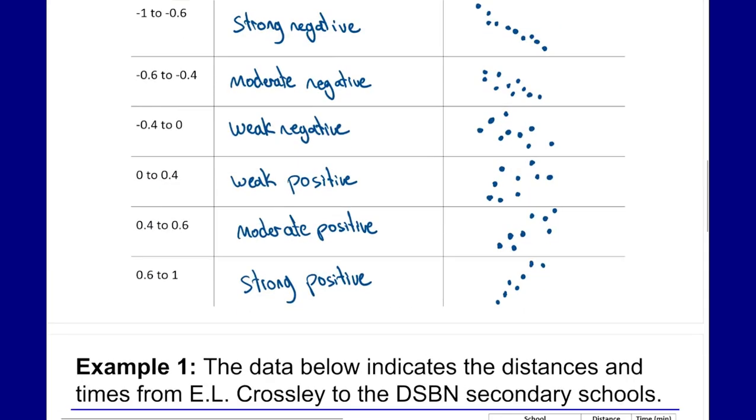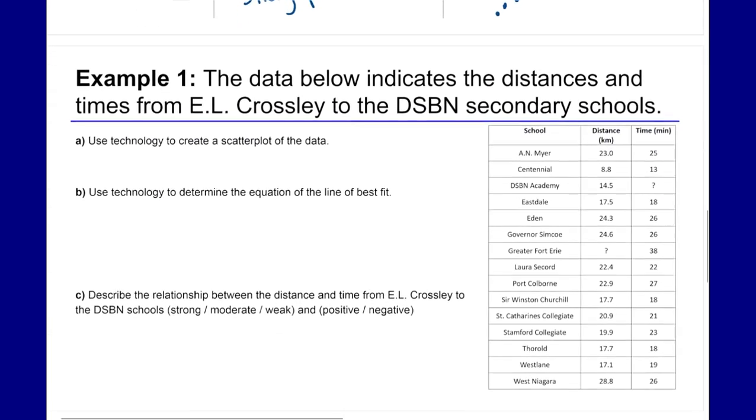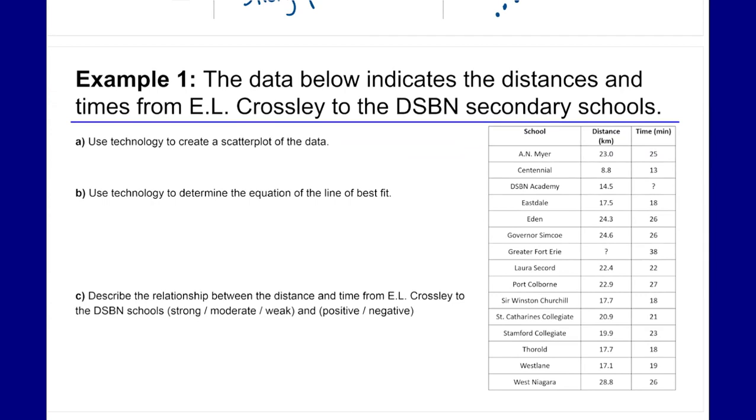So let's go into an example. The data below indicates the distances and times from E.L. Crossley to other DSBN secondary schools. Looking at this table of values, we can see that there are two schools where we're missing some information. We're missing the time for the DSBN Academy, and we're missing the distance for Greater Fort Erie. So we want to figure out what these two values would be.